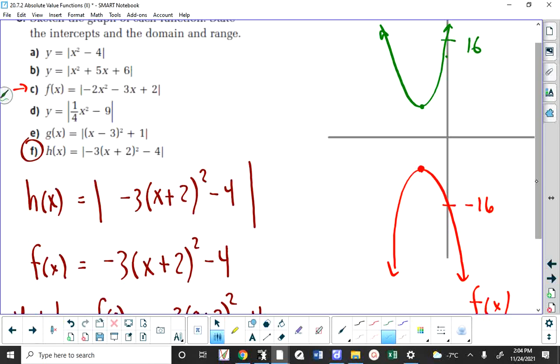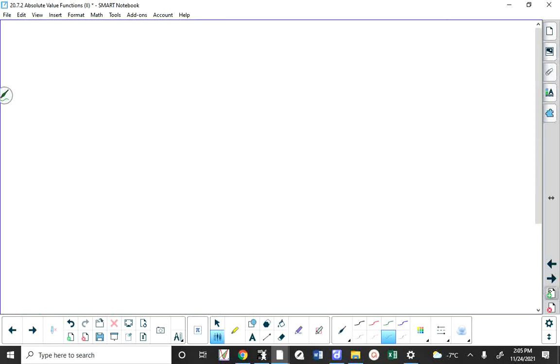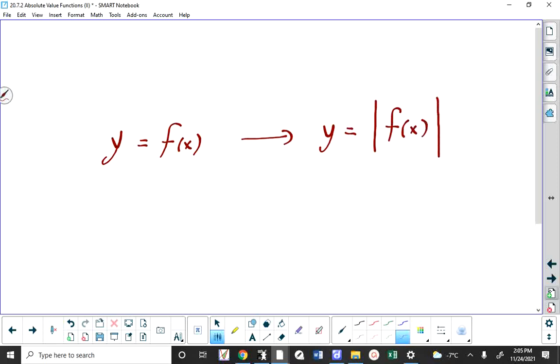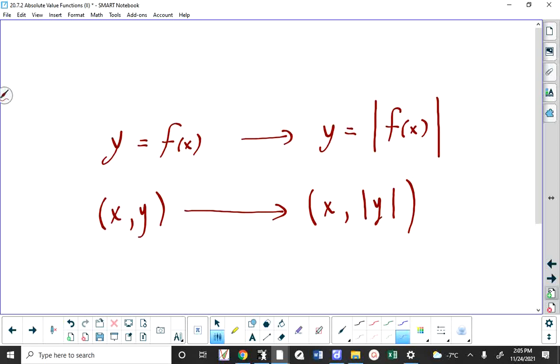And something I want to introduce to you right now, even though we're not going to use it, but I hope you'll remember it from this year to next year, is when we go from y equals f of x to y equals the absolute value of f of x, what is always happening is any point on f of x becomes this point on the absolute value.